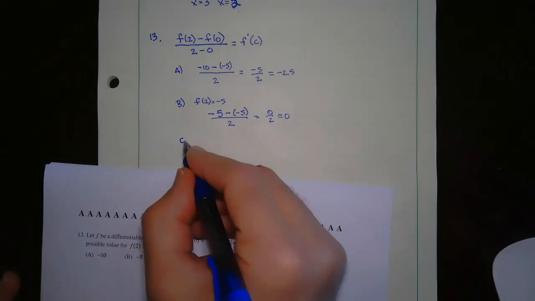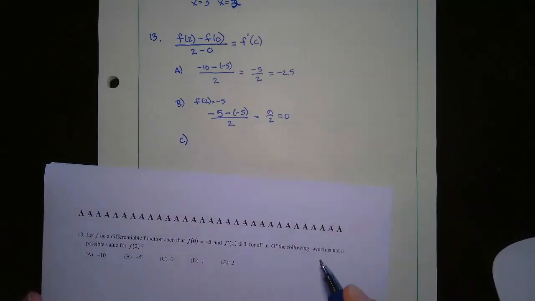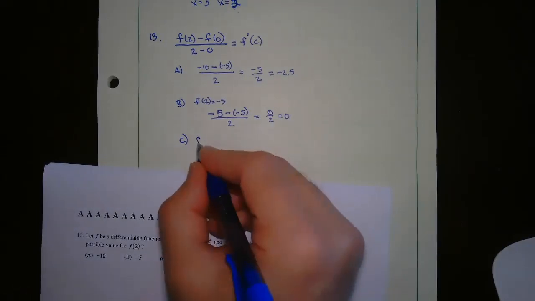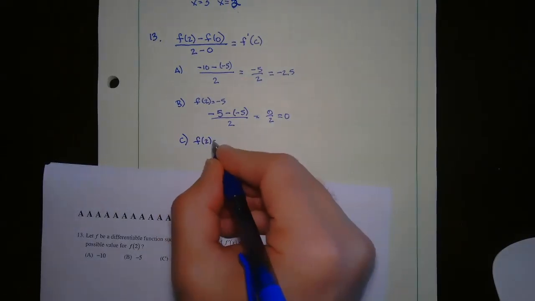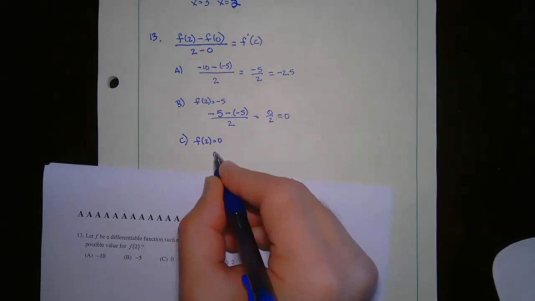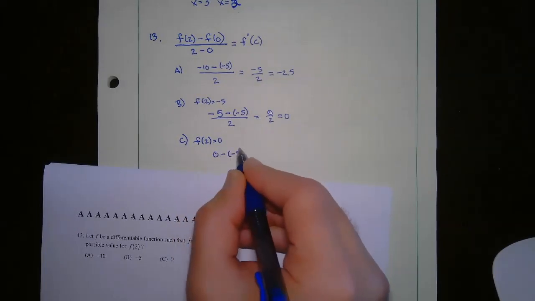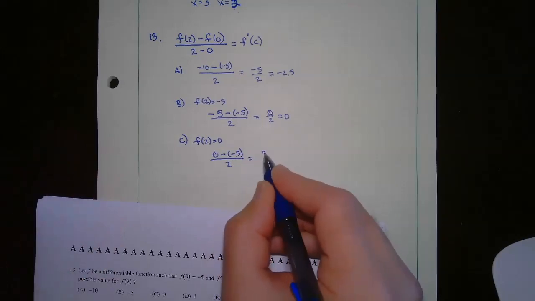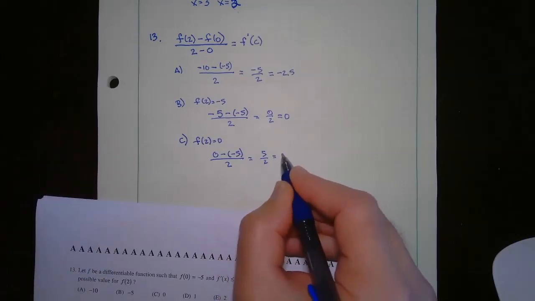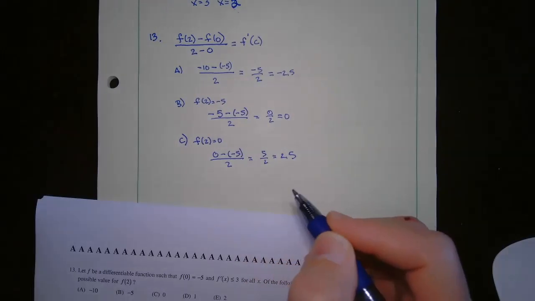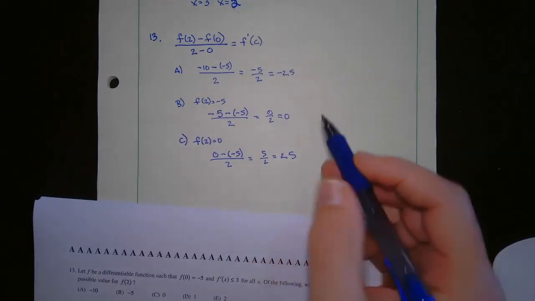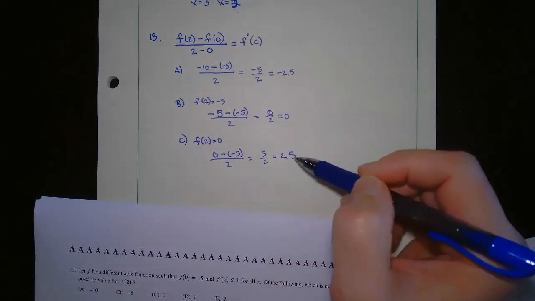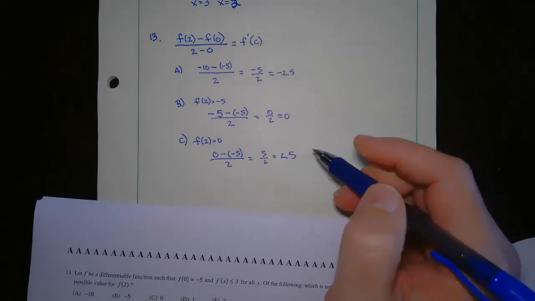Okay, and so for C, all right, we're going to do f of 2 is equal to 0. Okay, so that would be 0 minus negative 5 over 2. So that'd be 5 over 2, which is 2.5. Okay, that works, right? Because we're just checking to see which one would cause it to be not less than or equal to 3, okay?